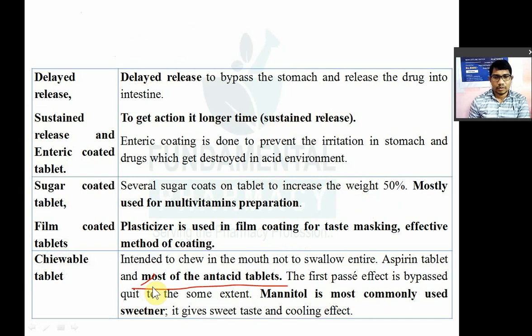Which chewable tablet? First pass can be bypassed to quite some extent, but not fully. But in a sublingual tablet, it is fully bypassed. Now a question has come two or three times: which diluent or which sweetener is most commonly used in the chewable tablet? You have to remember this: mannitol. Mannitol is the most commonly used sweetener in the chewable tablet.